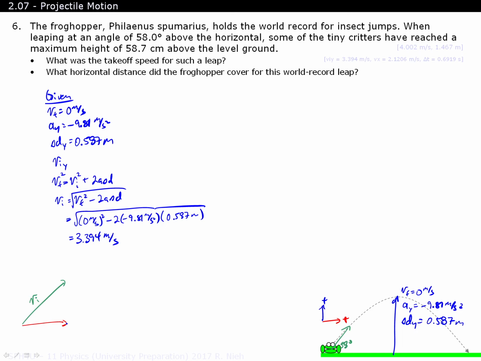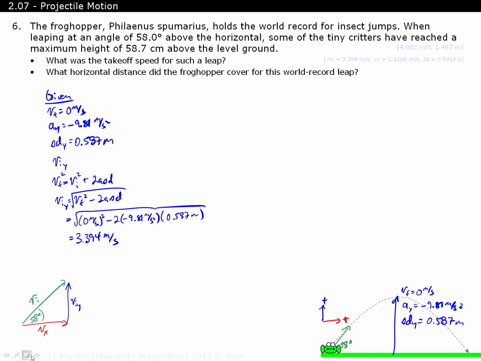That Vi has two parts, and we just solved for our Vi in the y dimension. We also know that the frog, in this case over here, to attain that maximum height, had to leap at an angle of 58 degrees above the horizontal. With this, we can solve for two things. We can solve for our Vx, and we can solve for our Vi.